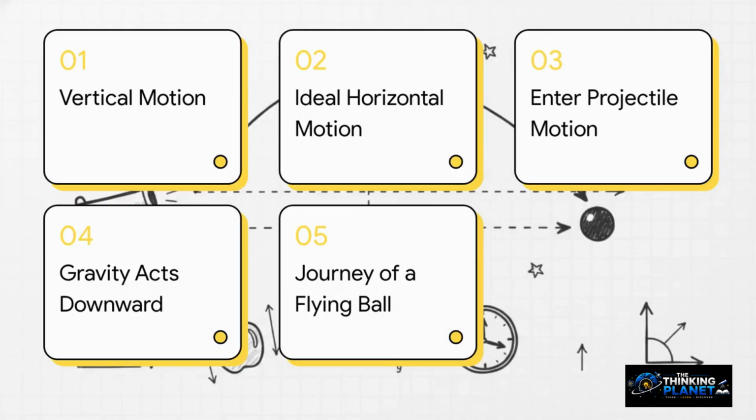So here is our roadmap for today. We'll kick things off with vertical motion explained. Second, we'll look at the ideal horizontal motion. Third, enter projectile motion. Fourth, we'll see why only gravity acts downward. And finally, we'll track the complete journey of a flying ball.